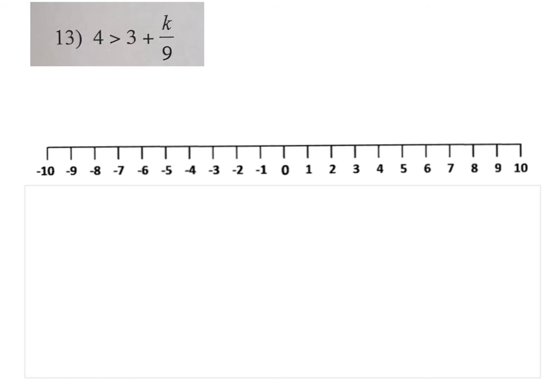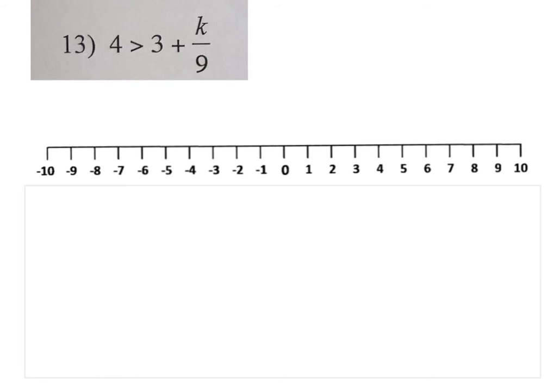The first one I picked was number 13. You have two things going on here. You have an addition and you have a division. So we are going to do the subtraction of the 3 first. So I'm going to say -3, and I'm going to do that from both sides. On the right-hand side, it will cancel. 4 minus 3 is 1, and that is greater than k divided by 9.